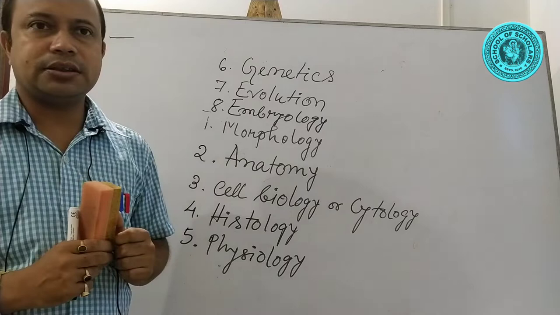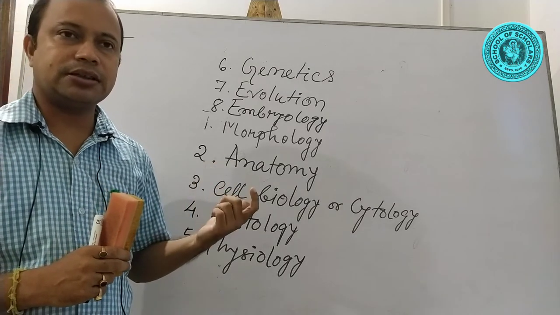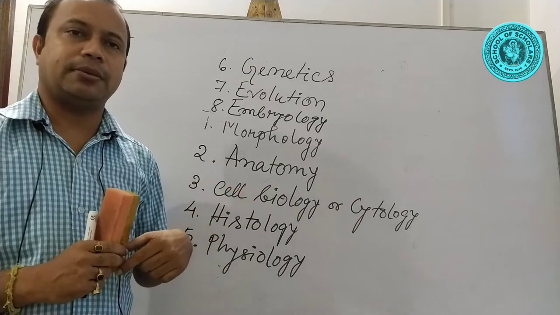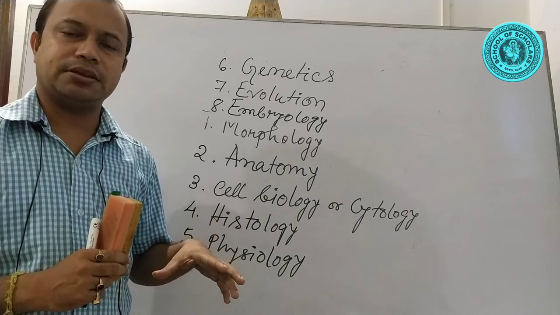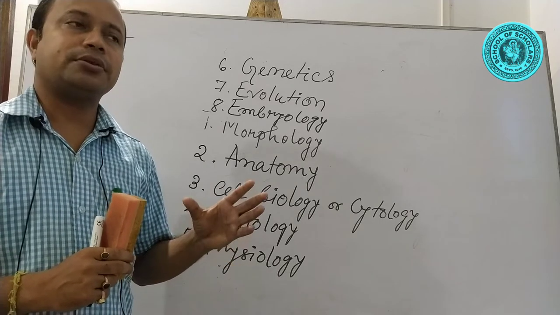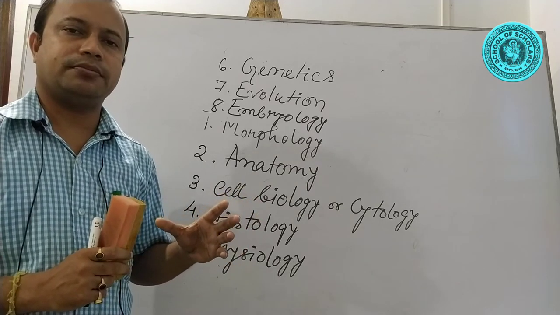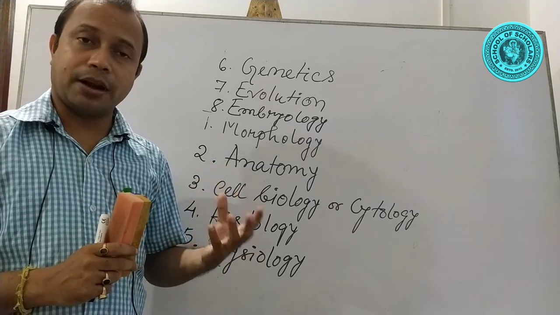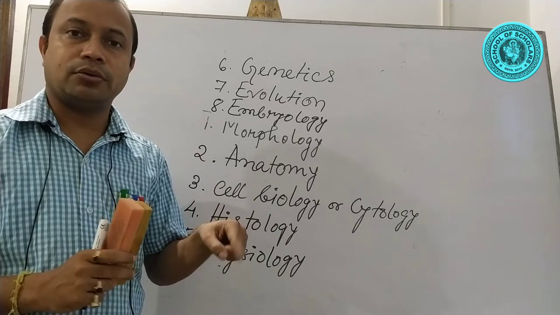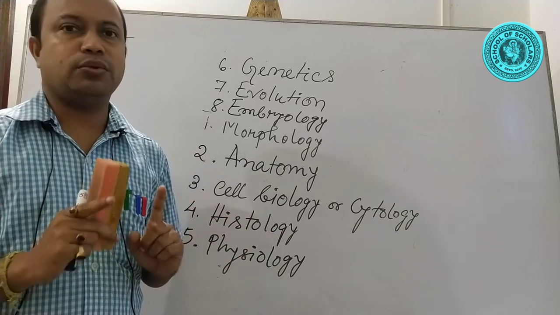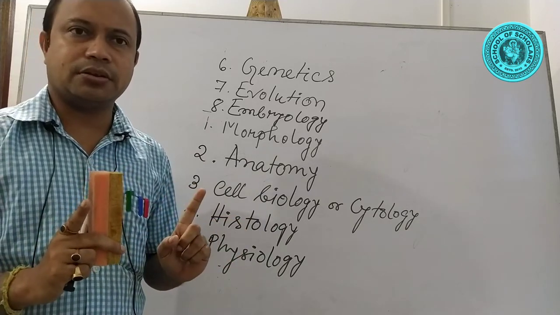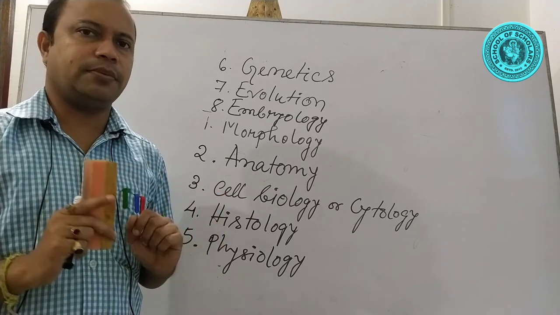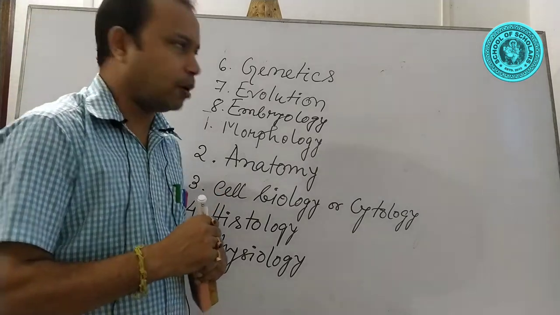Embryology is otherwise called the study of ontogenic development. Ontogenic development means the process of development of an embryo from a single cell zygote. What do you mean by zygote? Do you know about sexual reproduction? In case of sexual reproduction, there are sperm and ovum.